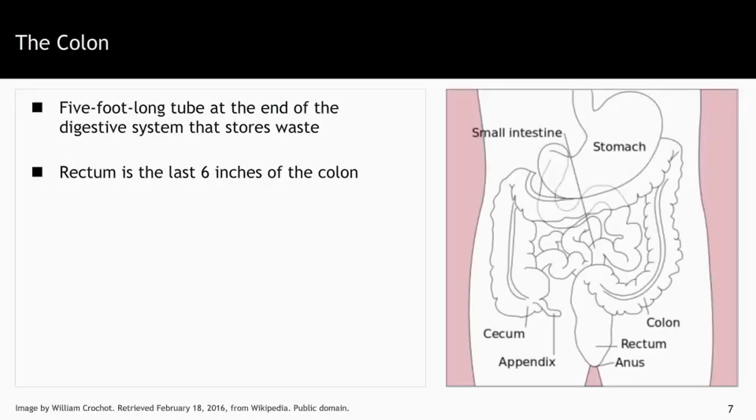Let's move on to colon cancer. The colon is a tube about 5 feet long at the end of the digestive system that stores waste.